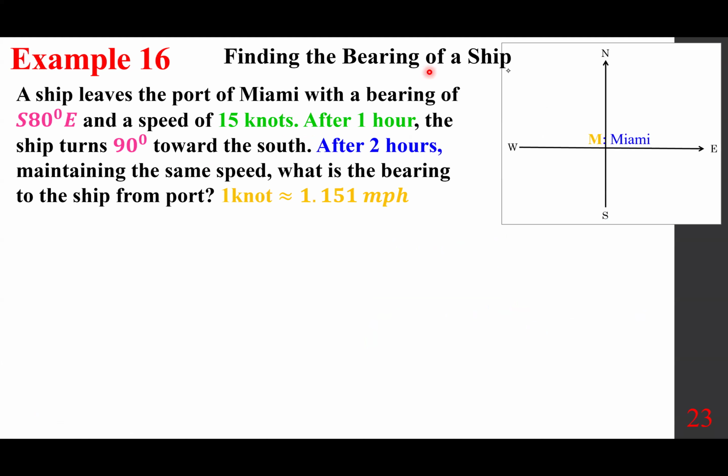All right, finding the bearing of a ship. A ship leaves the port of Miami with a bearing of south 80 degrees east. So right here, south, 80 degrees east. East is on the right side, right? So south, 80 degrees east. So that's the way it looks. So this angle is 80 degrees.